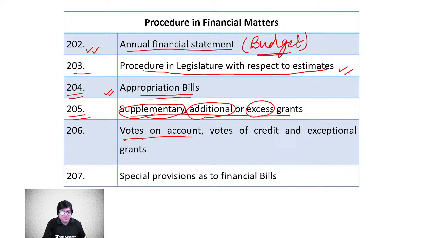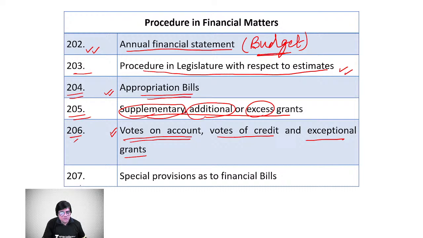Vote on account is basically that till the budget is passed, expenses are to be authorized to the government, and for that purpose, vote on account is passed after general discussion. And vote of credit: when no proper estimates can be made and one doesn't know the accuracy of the estimates, then vote of credit is passed. It's like a blank check, and subsequently, of course, it is to be presented back to the legislature for approval. Exceptional grants are there for exceptional purposes. This is Article 206.